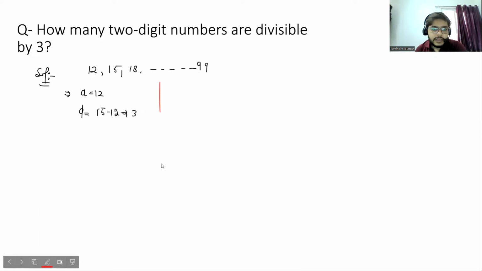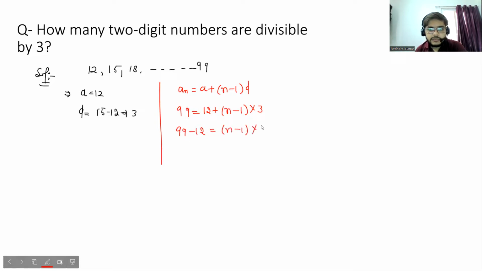So now basically we have to find the value of n. Okay, so we have the formula an is equal to a plus (n minus 1)d. So an is 99 here, a that is 12 here, and we have to find the value of n, and d is 3. Transpose 12 to the other side, so it will be 99 minus 12 is (n minus 1) into 3. So what will it be? It is 87 divided by 3, it is n minus 1.